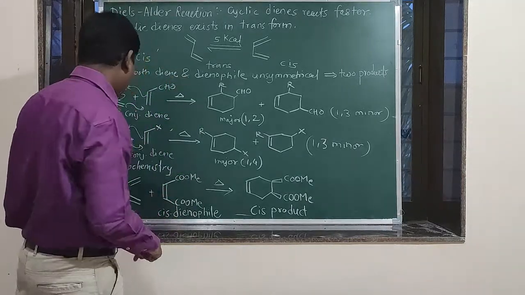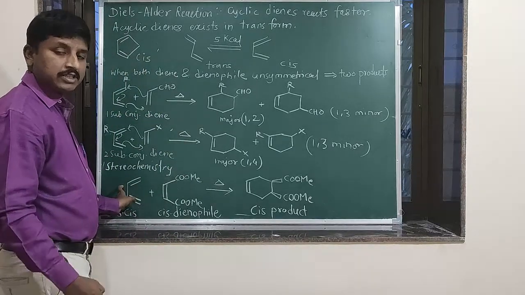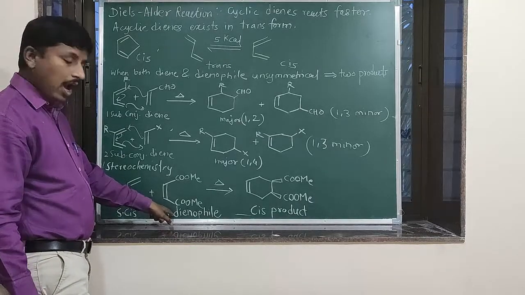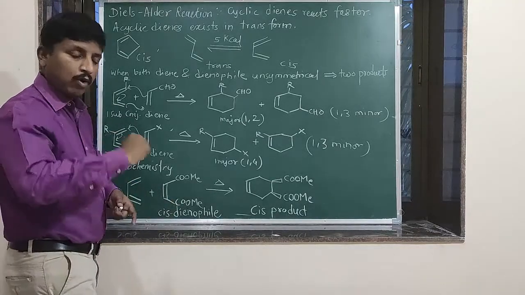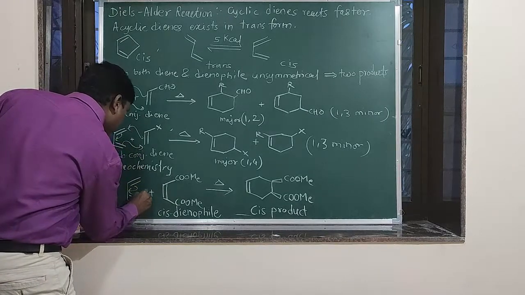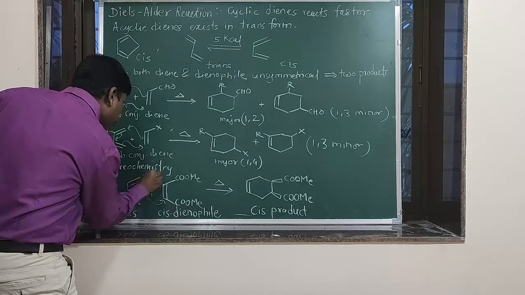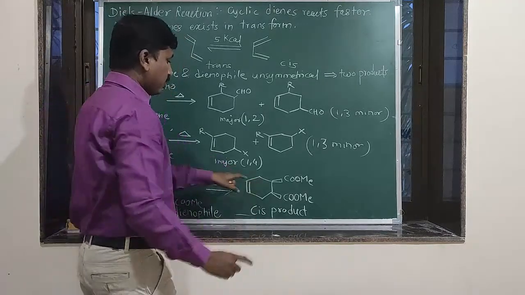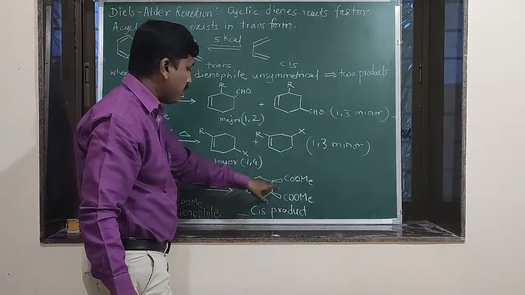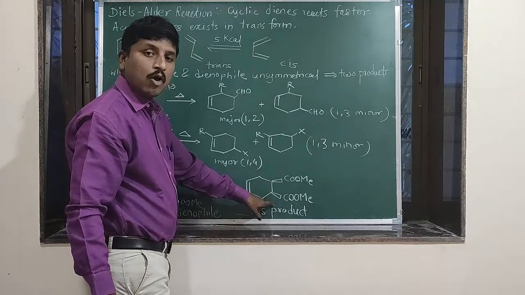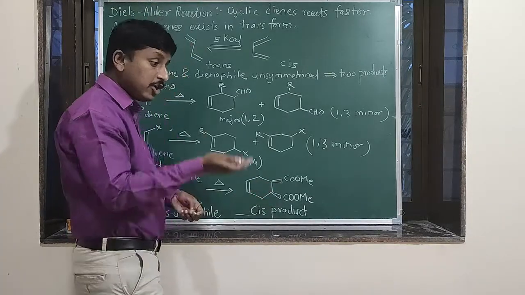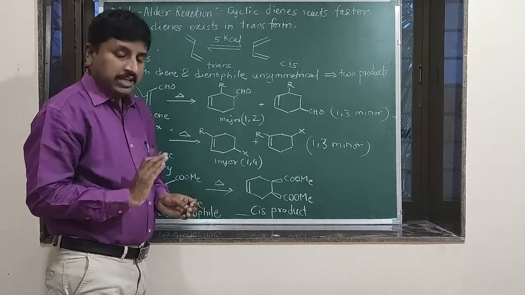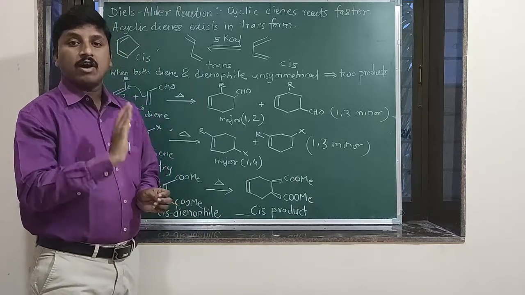Let's take one example. This is the 1,3-diene, which is just in the cis form. And this is the dienophile having substituents which are in the cis form. This pi bond pair is shifted here, this pi bond pair is shifted here, a new bond is formed here, and the cis product is formed. A new cyclic product is formed, having cis geometry of the substituents. That means the stereochemistry is retained in the product. This is the specialty of the Diels-Alder reaction.